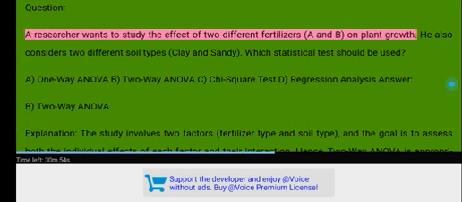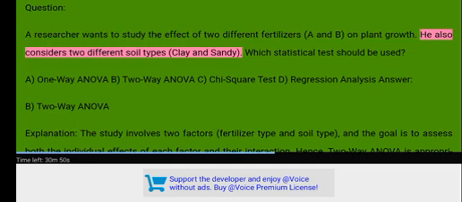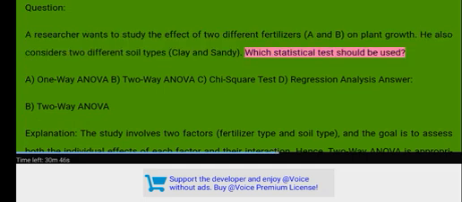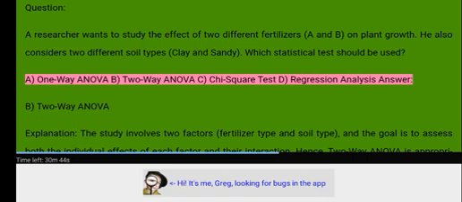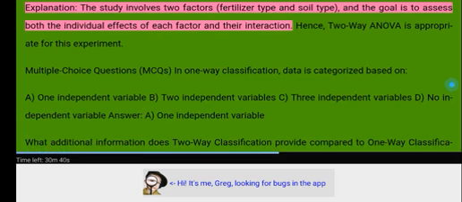Solved previous year question. Question. A researcher wants to study the effect of two different fertilizers, A and B, on plant growth. He also considers two different soil types, clay and sandy. Which statistical test should be used? A. One-way ANOVA. B. Two-way ANOVA. C. Chi-square test. D. Regression analysis. Answer. B. Two-way ANOVA.